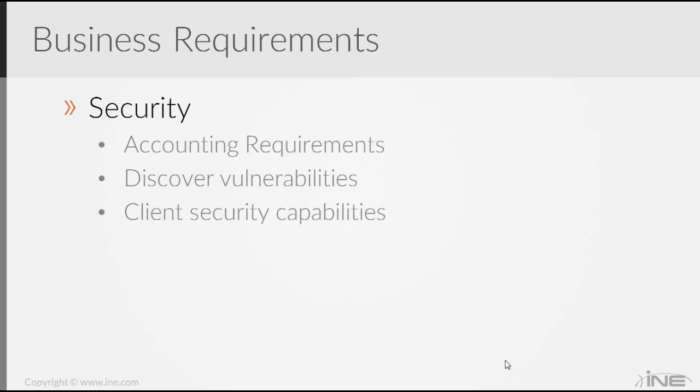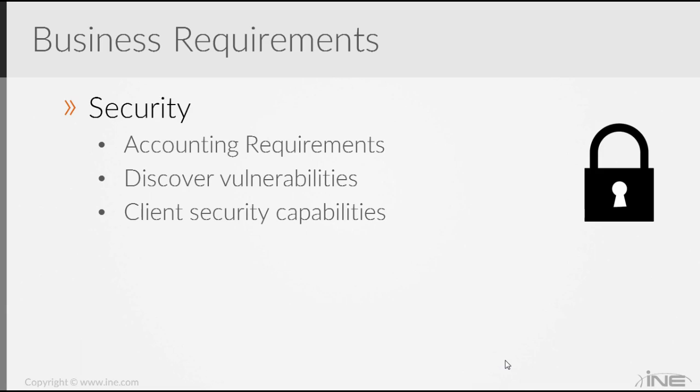And now let's talk about security. Security, of course, is a big concern for all businesses, or at least it should be. This is especially true for financial organizations. Some of the things that should be considered are accounting requirements. Accounting entails keeping a database or record of who has access and when they have accessed the resources on the network. They should also be looking to discover vulnerabilities in their existing infrastructure. They could have a requirement or a concern about clients that may or may not support any new security requirement. This concern is especially true for legacy clients.